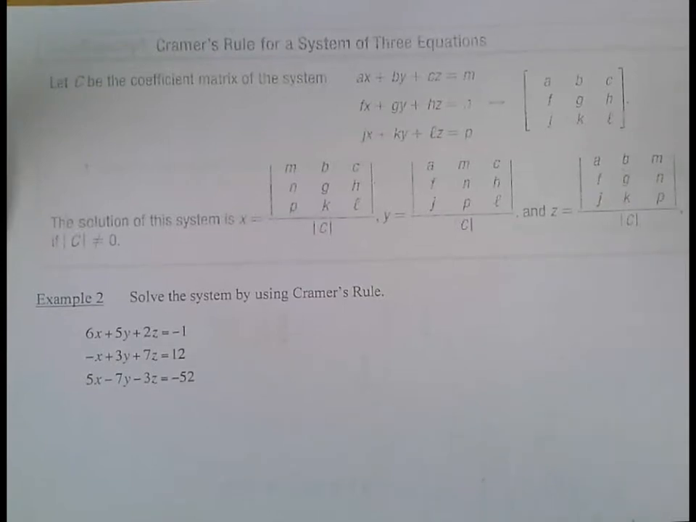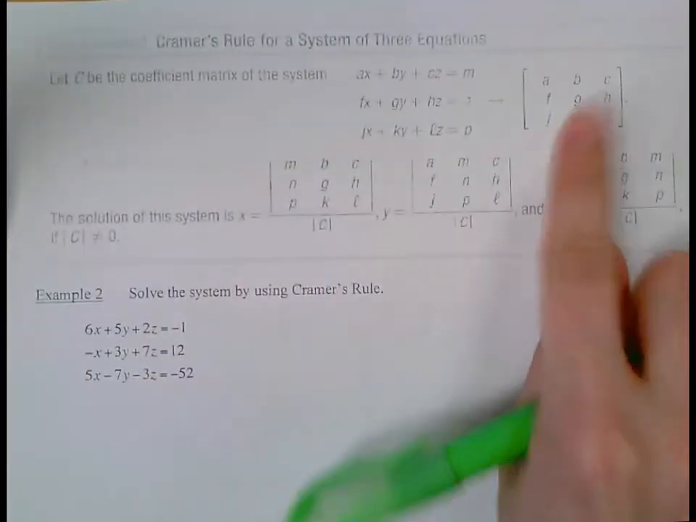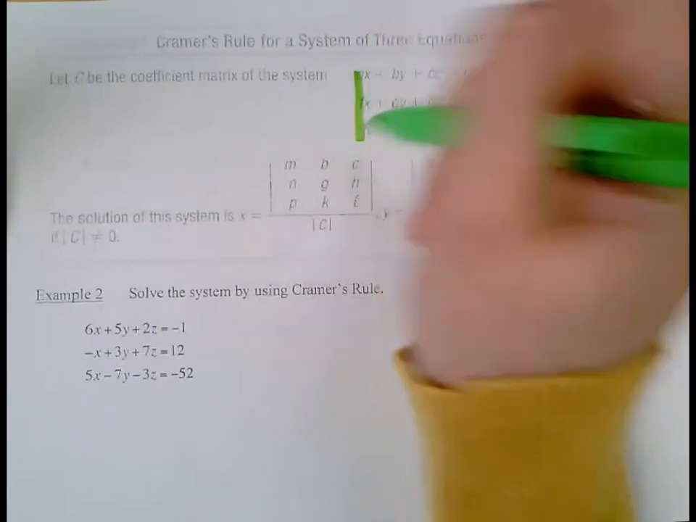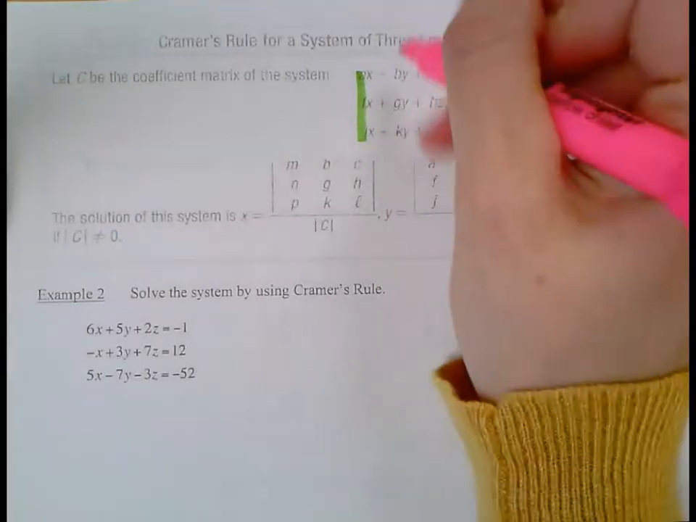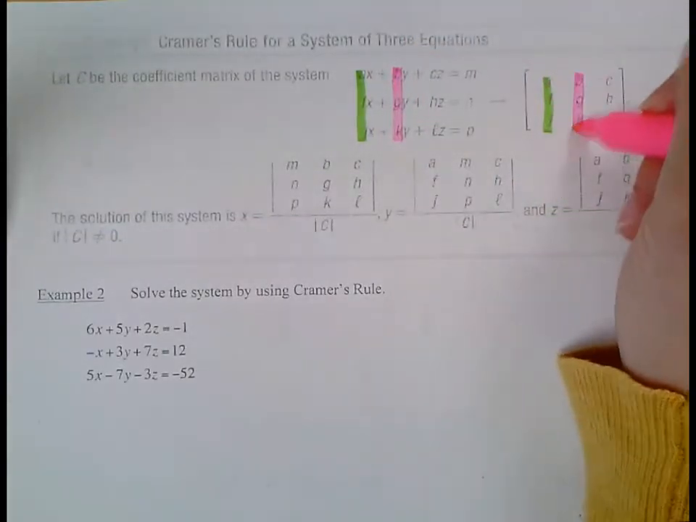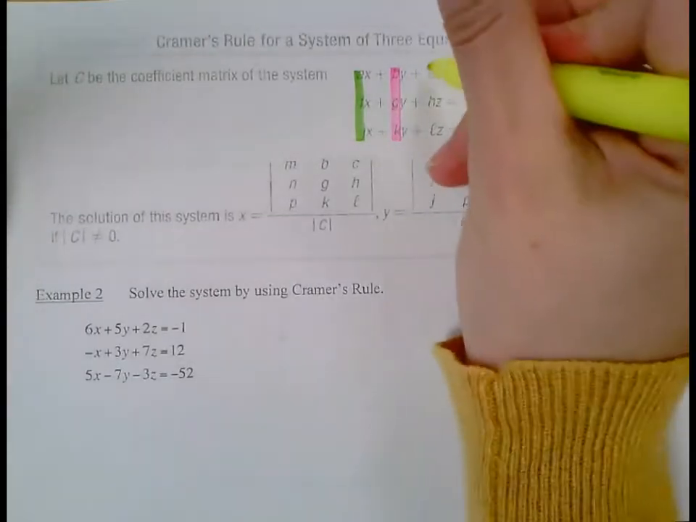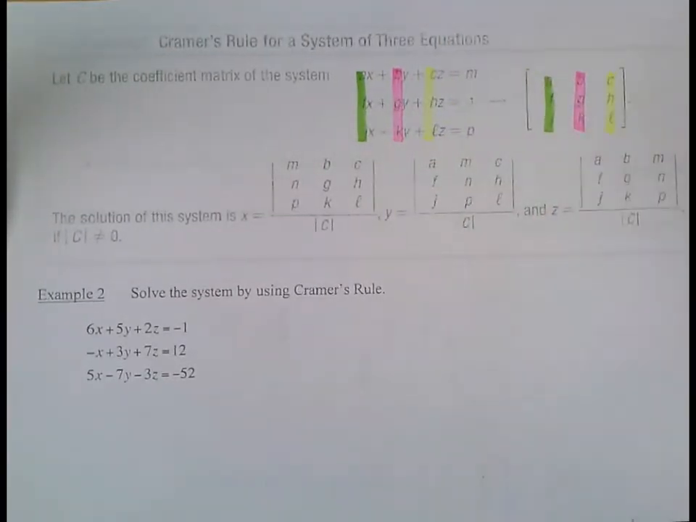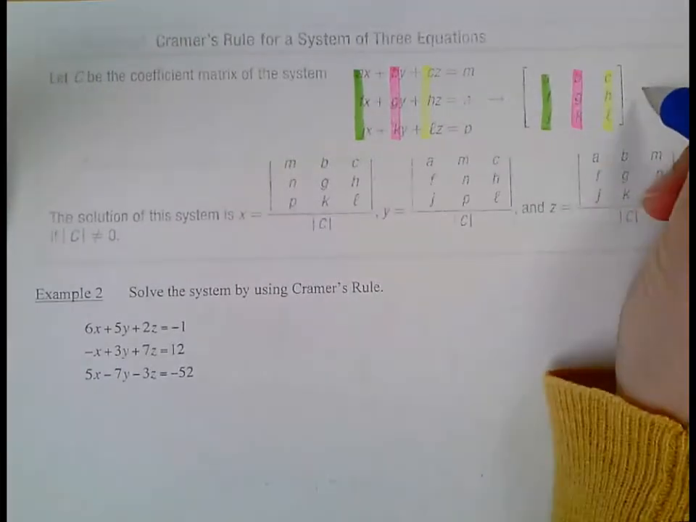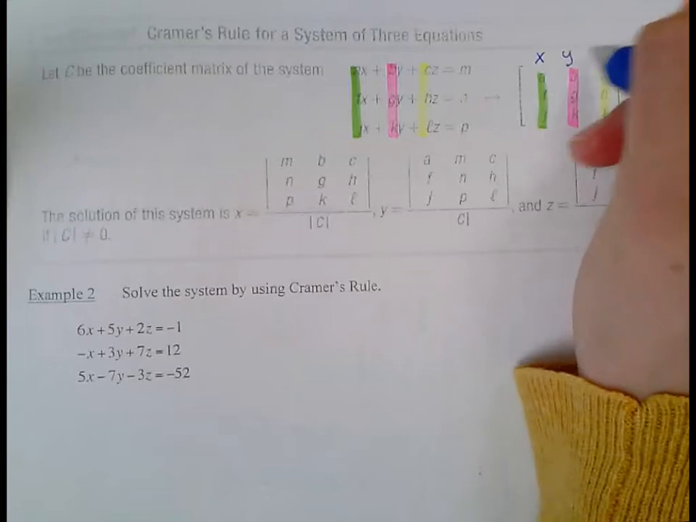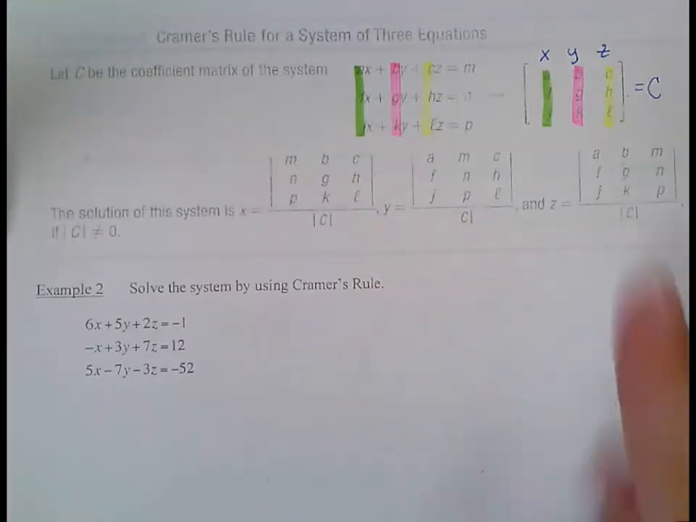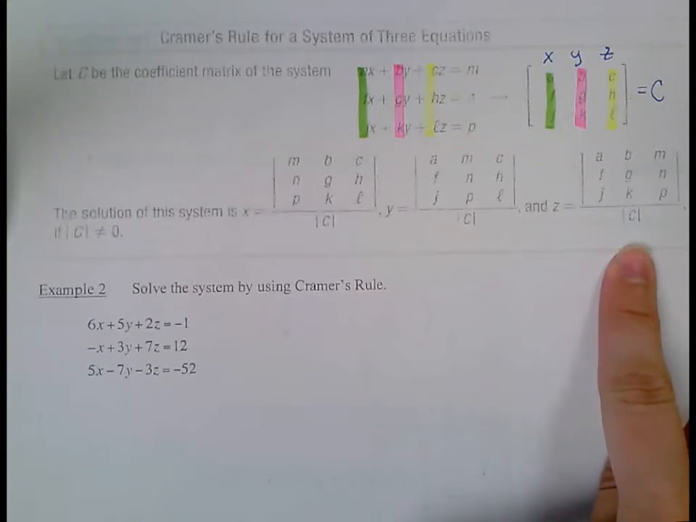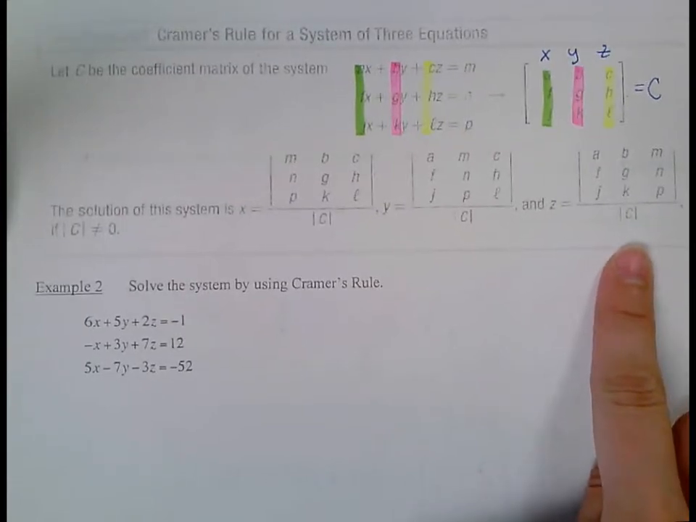So notice you still have your coefficient matrix C. The coefficients of x are the first column. The coefficients of y are the second column. The coefficients of z are the third column. And then now you have 3 formulas because you have 3 variables, x, y, and z. The denominator for all 3 is still the determinant of your coefficient matrix C.